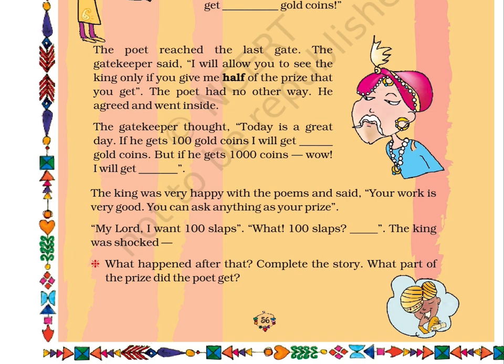The king was very happy with the poems and said, "Your work is very good. You can ask anything as your prize." "My lord, I want 100 slaps." "What? 100 slaps?" The king was shocked. What happened after that? Complete the story. What part of the prize did the poet get?